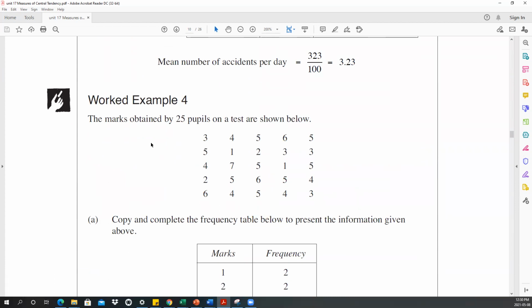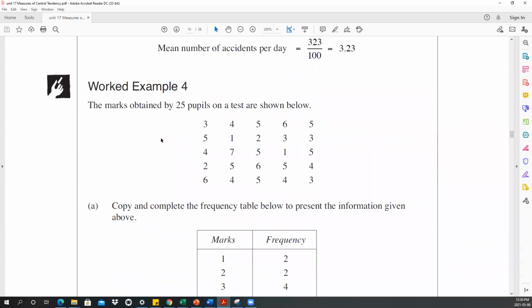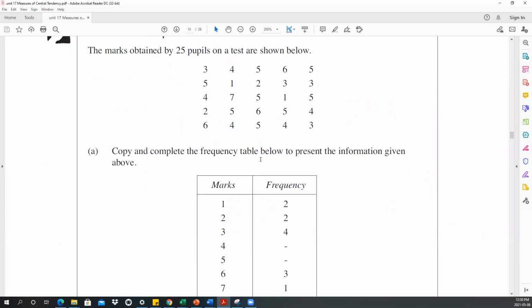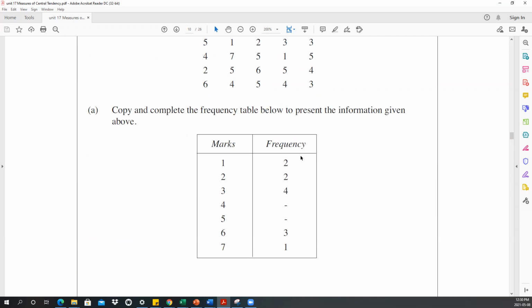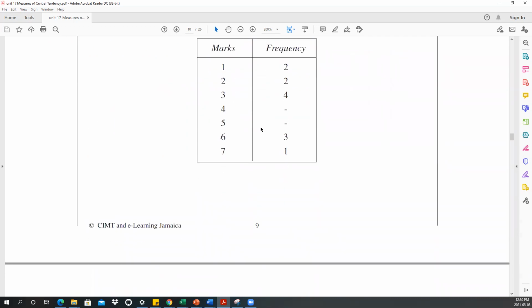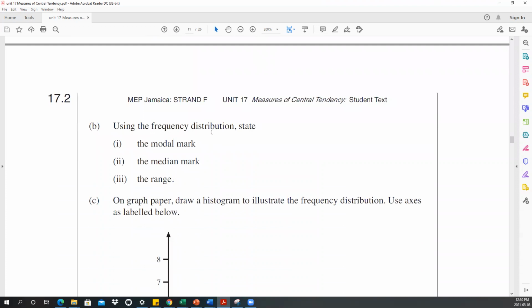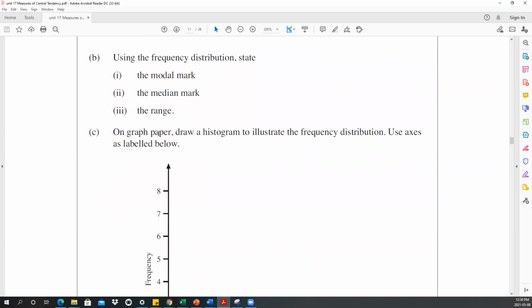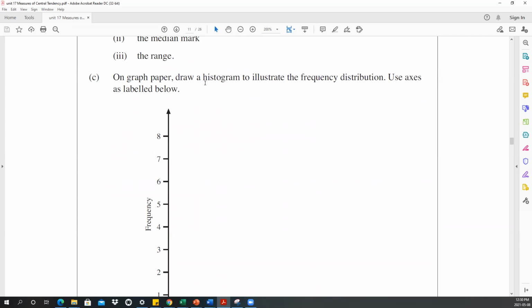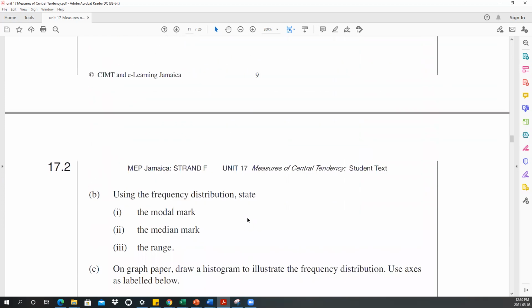Worked example 4. The marks obtained by 25 pupils on a test are shown below. Copy and complete the frequency table below to present the information given. So you have this marks and frequency. Using the frequency distribution, state the modal mark, the median mark, the range. Then on graph paper, draw a histogram to illustrate the frequency distribution using axes as labeled below. So they ask you to draw something, and you say, all right.